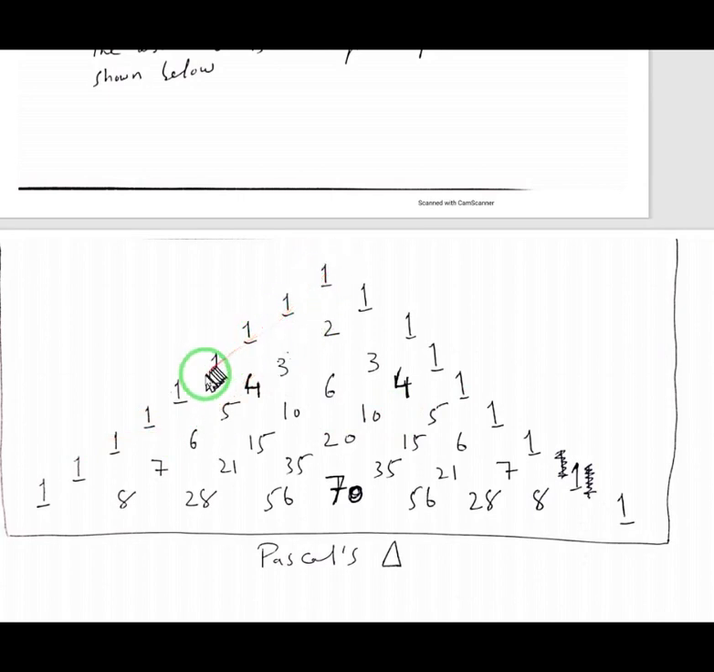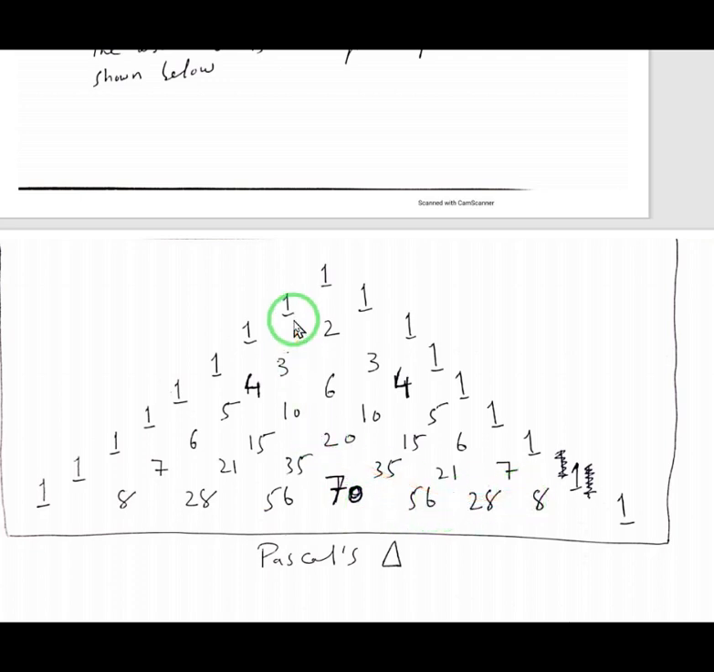That is 1, 2, 3, 4, 5, 6, 7, 8, 9 ones, and here are 8 ones. 1, 2, 3, 4, 5, 6, 7, 8. So the center is big, that is 2, then 3, then 4, 6, 4, then 5, 10, 10, 5, then 6, 15, 20, 15, 6, 7, 21, 35, 35, 21, 7, then 8, 28, 56, 70, 56, 28, 8.